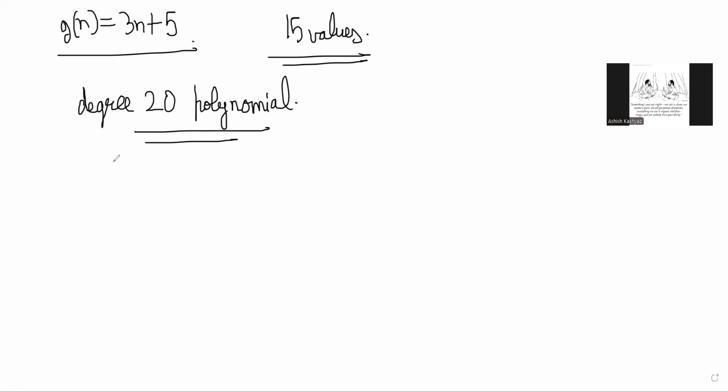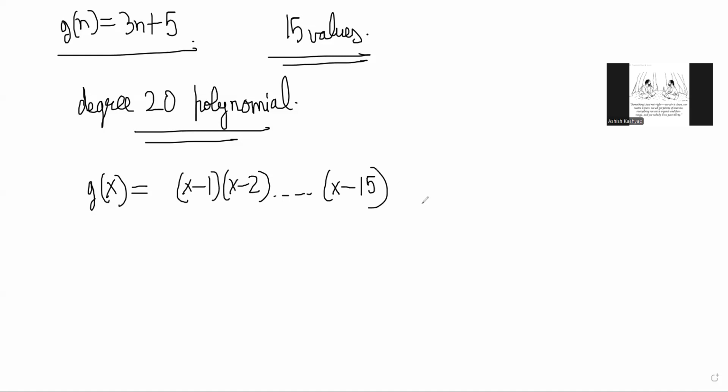For example, I will show you a degree 20 polynomial that will fit this. G of x is equal to the product of x minus 1, x minus 2, till x minus 15. This will give me degree 15. I will multiply with x power 5, which will make it degree 20. And I will add 3x plus 5.